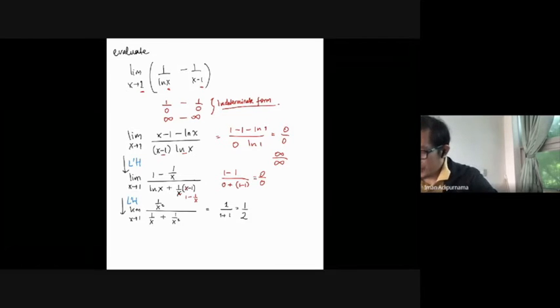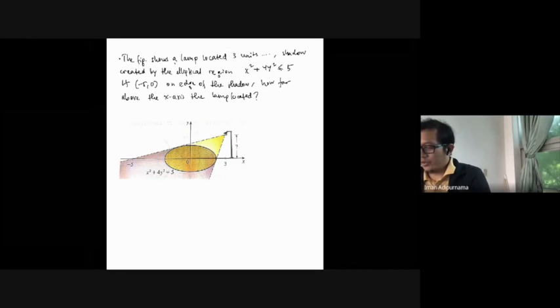Okay, that's the L'Hopital rule. Any questions? I will give you one more review question. Let me give you a question related to the tangent line.